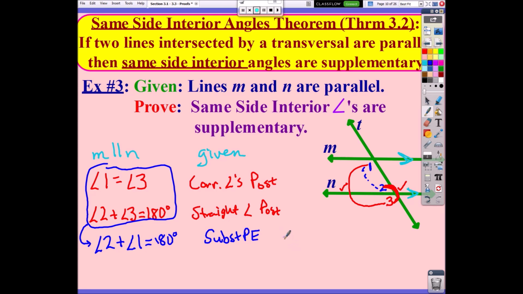Now, some people think, hey, we're done at this point. We needed to show the same side interior angles are supplementary, and we just showed that angles 1 and 2 added up to be 180. And those are really, really close to the same thing. But there's a little blurry line between these 2 things. Because we were asked to show that the angles were supplementary. What we've got right now is 2 angles that add up to be 180 degrees.